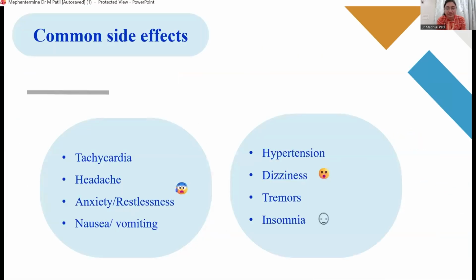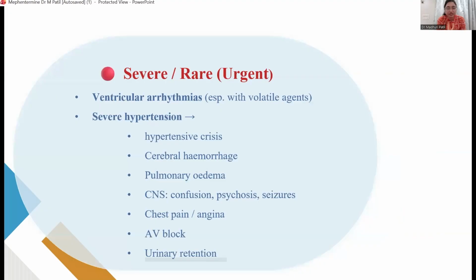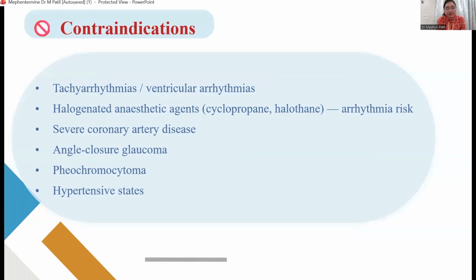Mefentermine versus ephedrine are equally safe and effective. Side effects of mefentermine: it causes tachycardia, headache, anxiety or restlessness, nausea, vomiting, hypertension, dizziness, tremors, insomnia. Severe or rare side effects are ventricular arrhythmia. Severe hypertension can be seen in case of mefentermine. It can lead to cerebral hemorrhage, pulmonary edema, and it also can cause CNS confusion, psychosis, seizures, chest pain or angina, AV block, and also can cause urinary retention by acting on alpha 1 receptors at the bladder neck.